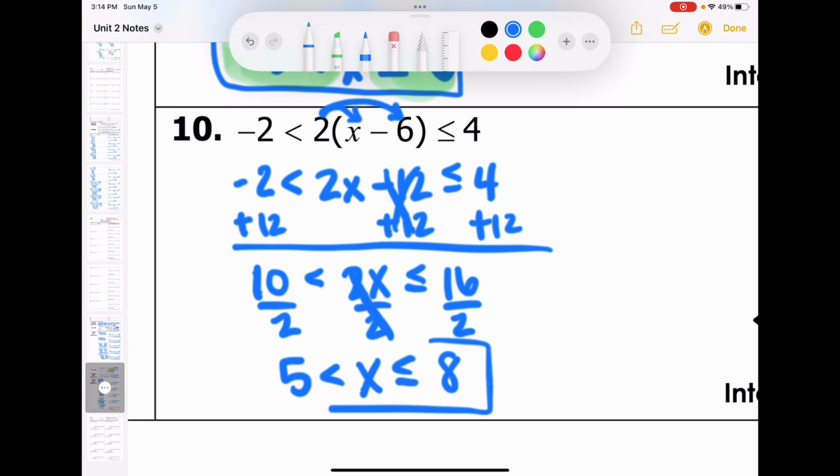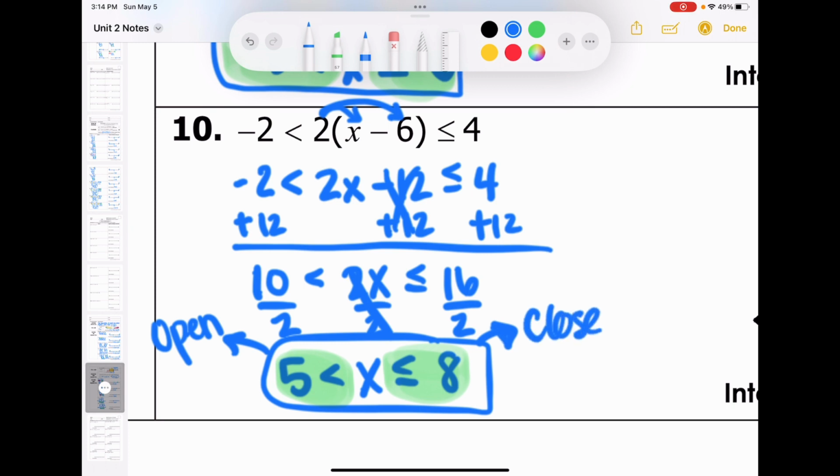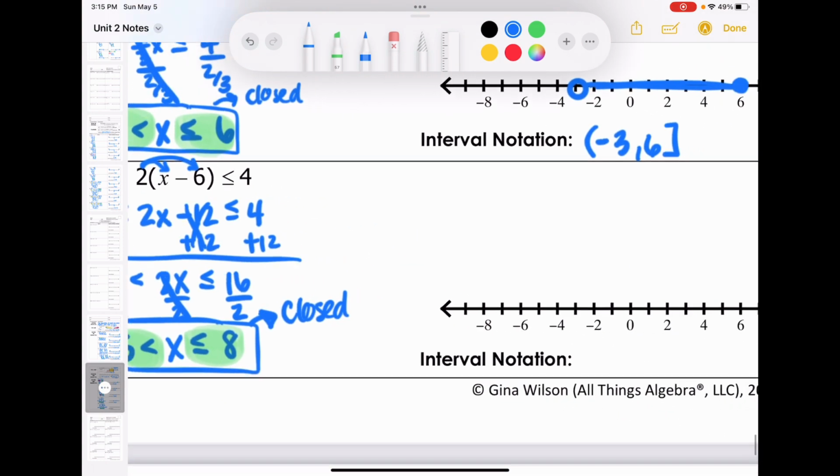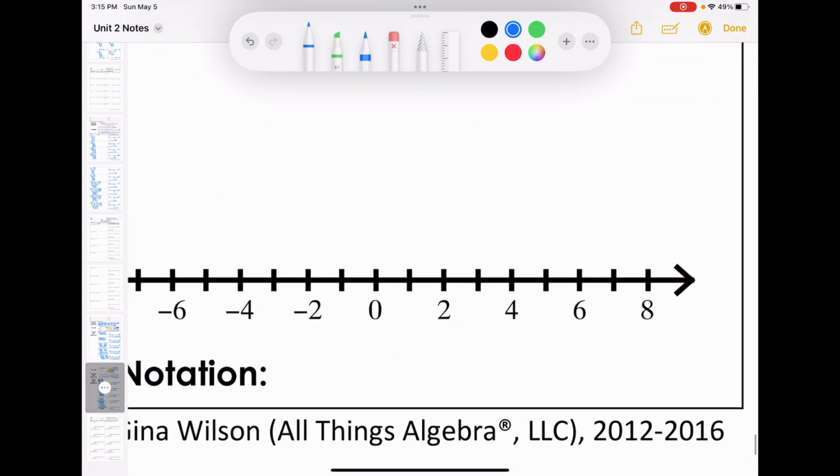So this is the inequality that we're going to graph. 5 has just a less than sign, so that's going to be open. 8 has less than or equal to, so that's going to be closed. So let's graph them. So 5 is going to have an open circle, 8 is going to have a closed circle, and then I connect the dots.